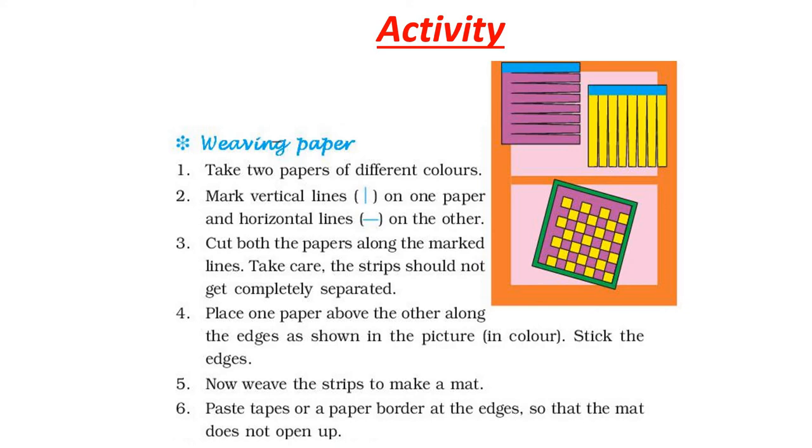So here we are going to make a weaving paper. Our first step is to take two papers of different colors. Next, mark vertical lines on one paper and horizontal lines on the other. Next, cut both the papers along the marked lines. Take care, the stripes should not get completely separated. Next, place one paper above the other along the edges as shown in the picture. Stick the edges. Now weave the stripes to make a mat. At the end, paste tapes or a paper border at the edges so that the mat does not open up.